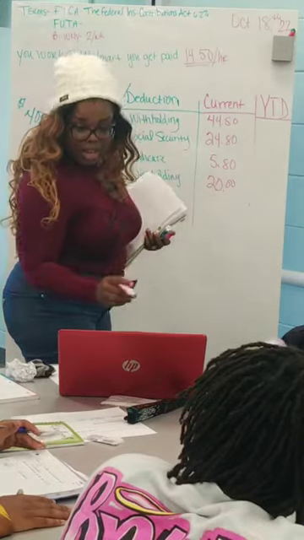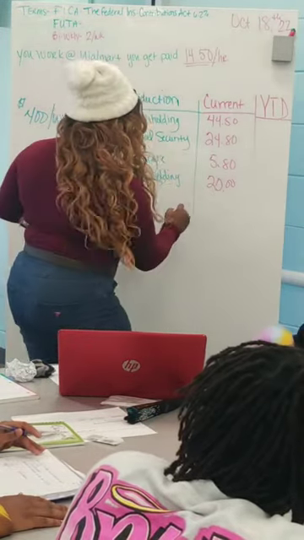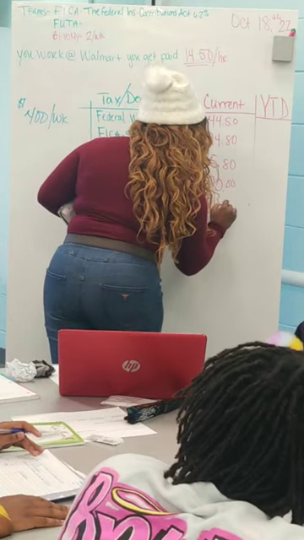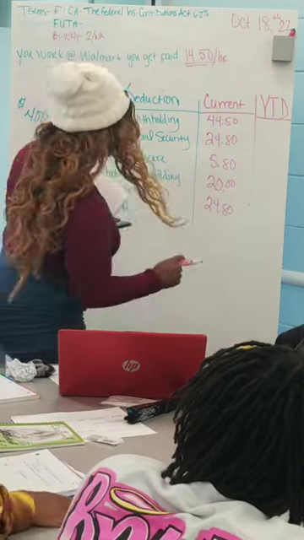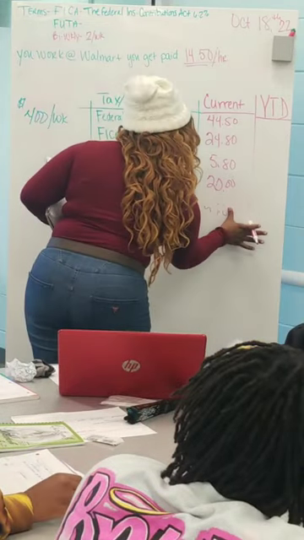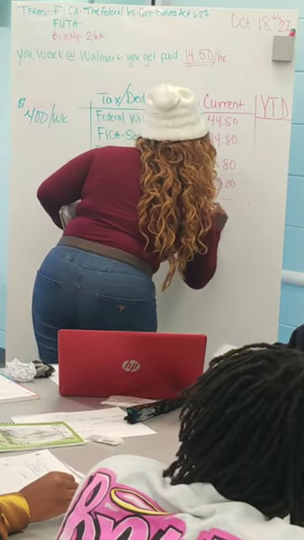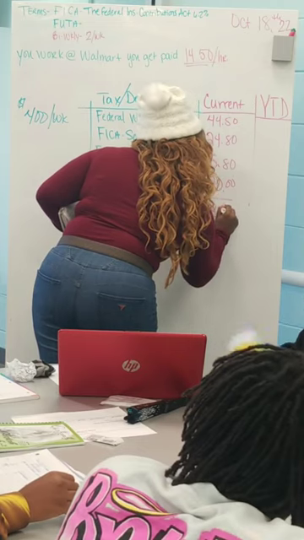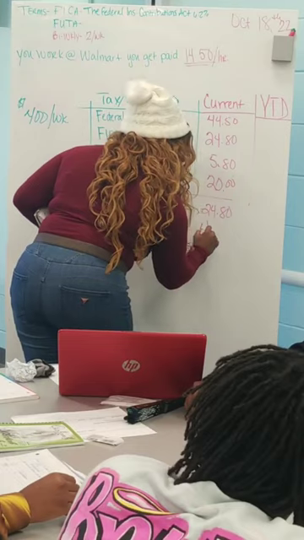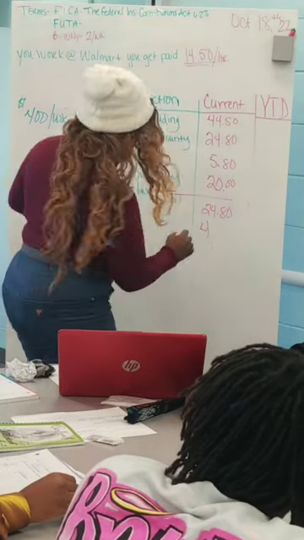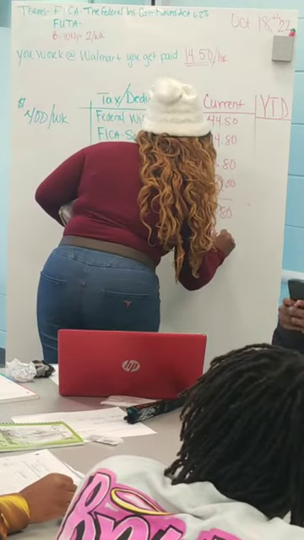Ooh, y'all crying yet? Oh, okay, hold on. $24.80. Oh, employer taxes. This skips the line. $24.80. And whatever in the world that is, we'll figure out what that is. That's too much money. $44.50.